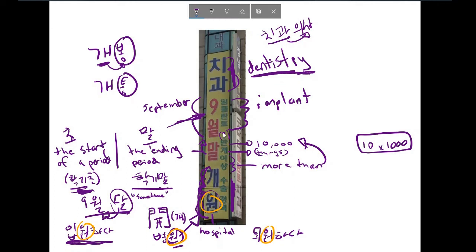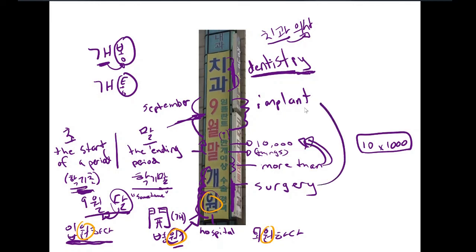Without it, you could just say 만 개 이상, but with it, you could say 일만 개 이상. There's no real difference in meaning, but it's maybe to make it more specific that he has more than 10,000 of these. Now here, 수술 means surgery. It's a dentist, so what particular surgery is he doing? Well, it says what type of surgery he's doing. Apparently, he's done more than 10,000 of these implant surgeries. That's the surgery that he's talking about.